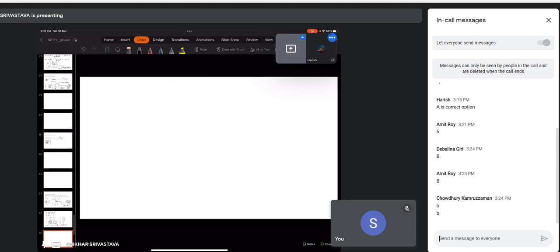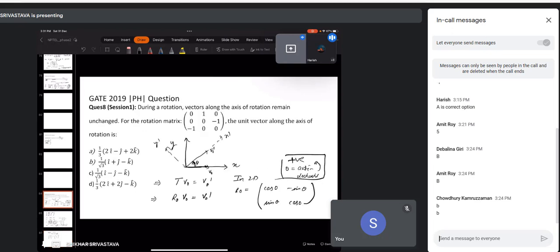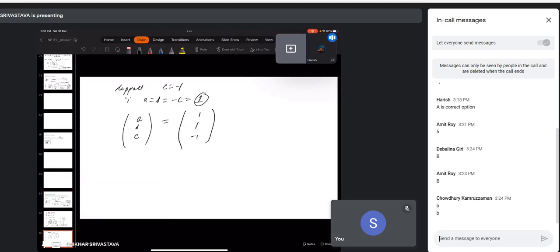Now suppose C is minus 1, you can just assume. In that case your B is nothing but minus of C, which is 1. So your vector will be 1, 1, minus 1. So these are the vectors which lie along the axis of rotation, but they have asked for unit vectors which lie along the axis of rotation. So you just have to normalize this.